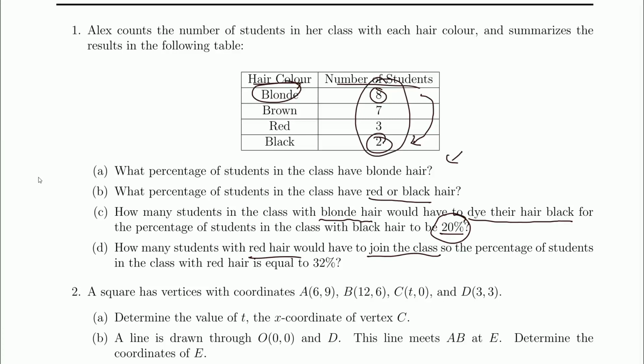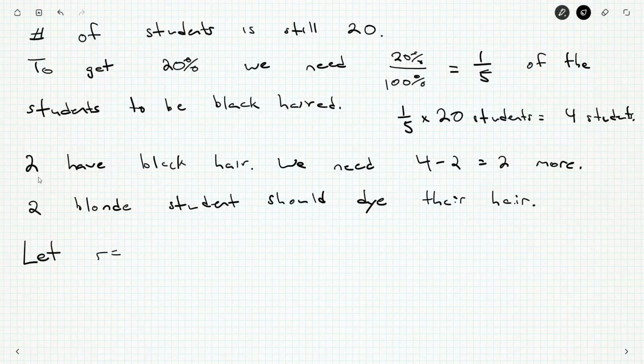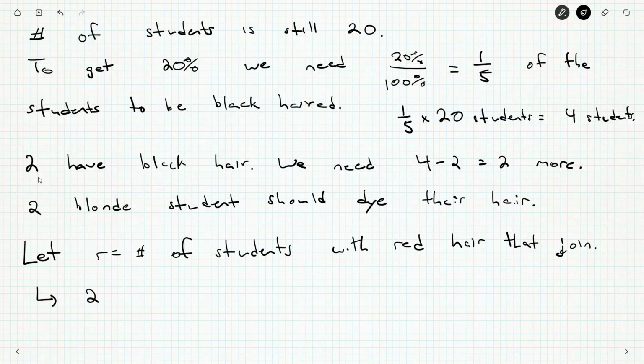Okay, I don't know what number that is, but I could give a name to it, like R for red hair, and manipulate that in an equation. So let R be the number of students with red hair that join. Then what will that tell us? We'll have 20 plus R students in total. And we'll have 2 students with red hair, or sorry, no, 3 students with red hair, wasn't it?